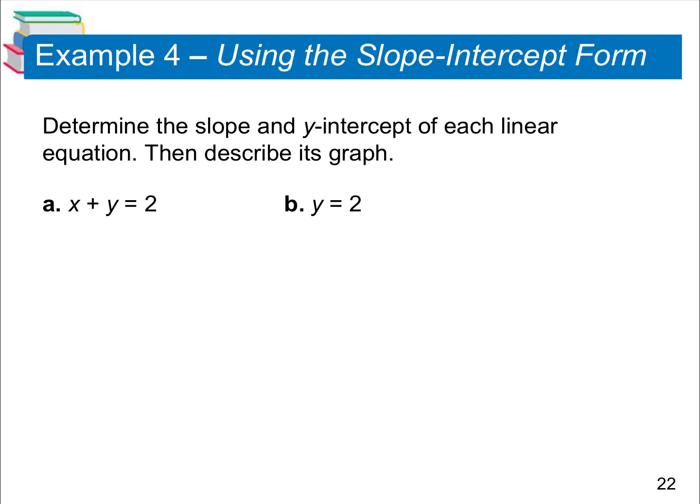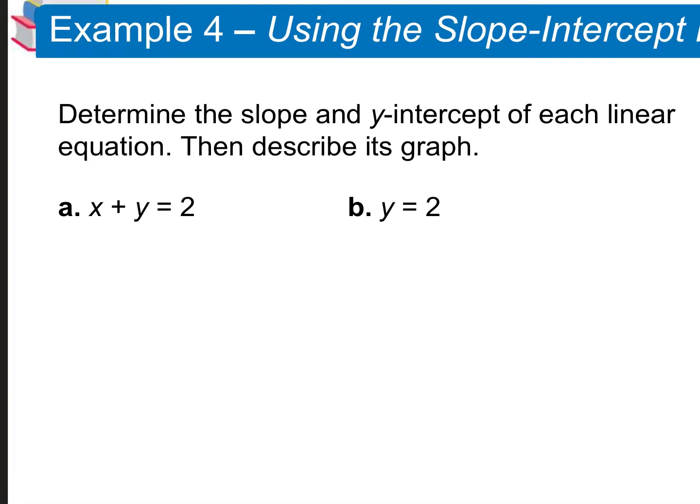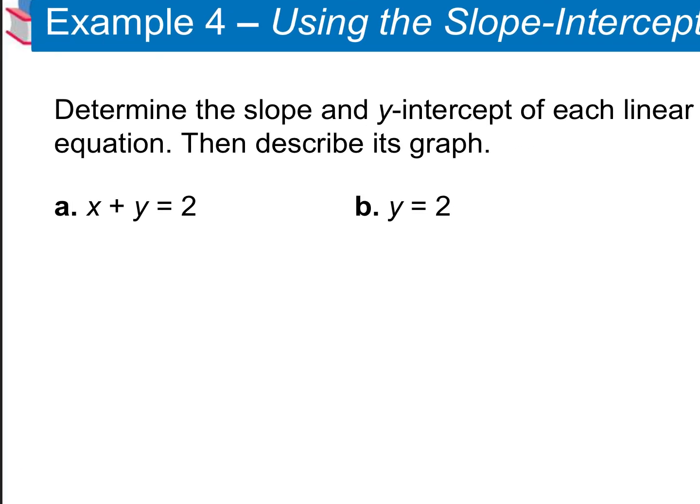So for example 4, it tells you to determine the slope and the y-intercept of each linear equation, then describe its graph. We're just going over the y-intercept and the slope from these. So with both of these, we want to solve it for y. For a, we're given x plus y is equal to 2. We're going to move that x over by subtracting it from both sides. So that gives us y is equal to negative x plus 2.